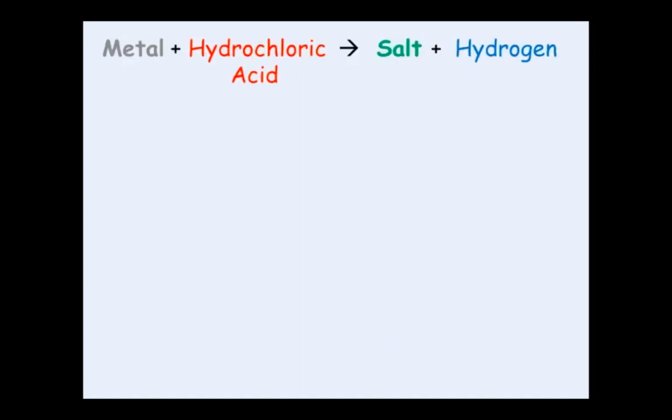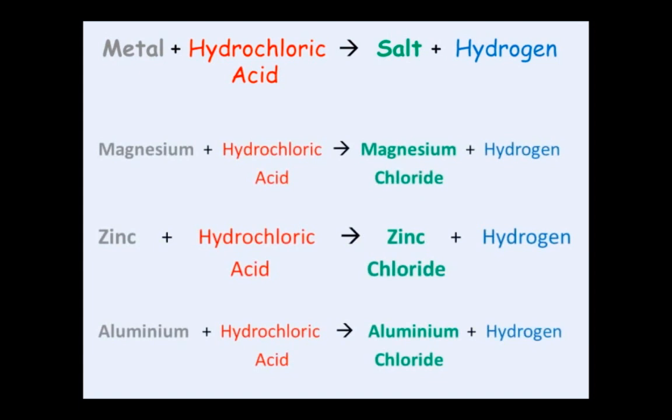So let's look at the equations, the word equations, when the metal is reacted with hydrochloric acid. Magnesium with hydrochloric acid makes magnesium chloride plus hydrogen. Magnesium comes from the metal, the chloride part of the name of the salt comes from the hydrochloric acid.